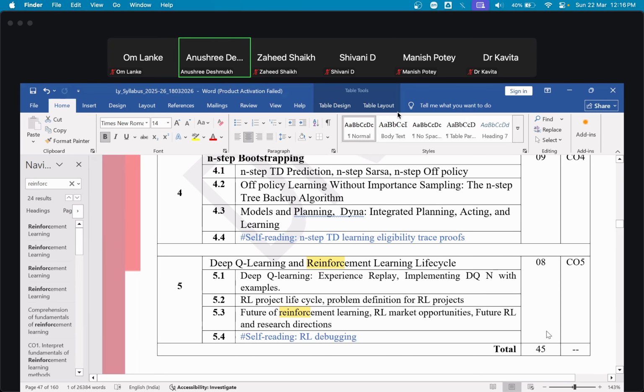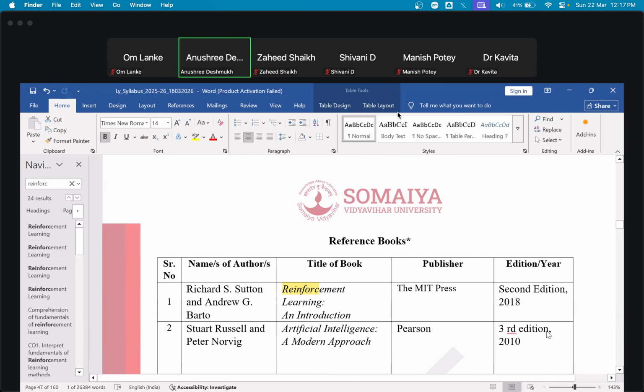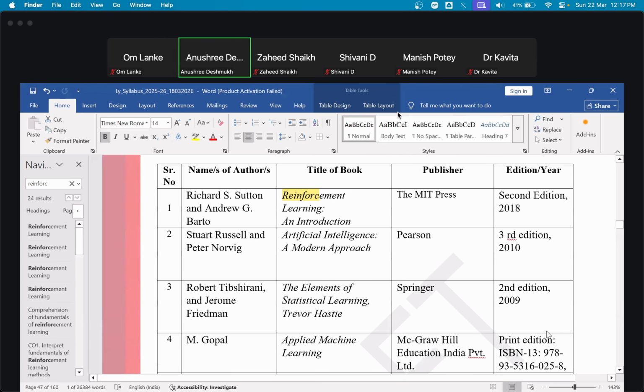In chapter number 5, you have deep Q learning and reinforcement learning life cycles. In it, you will be learning deep Q learning, the reinforcement learning project life cycle, and the future of reinforcement learning. This is all about the syllabus of reinforcement learning as your elective 3. These are the list of standard books which are available in our library too.